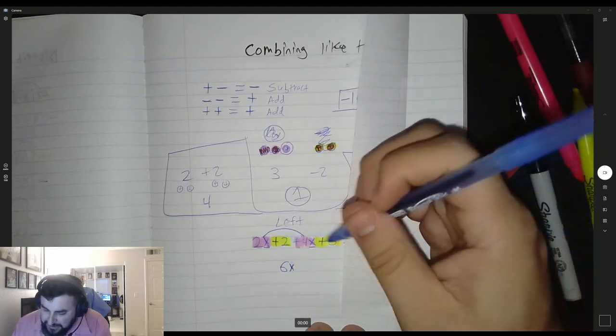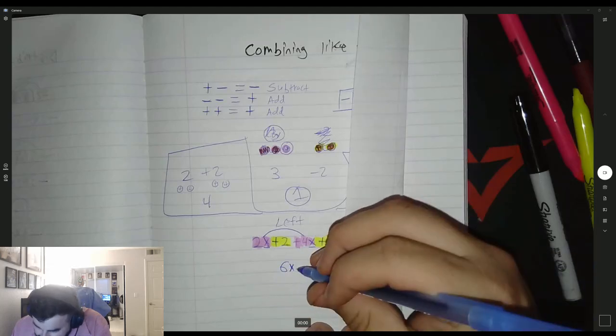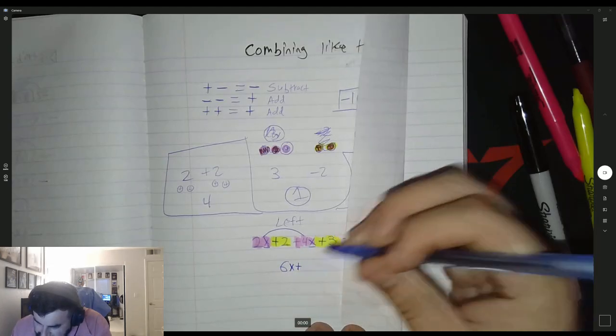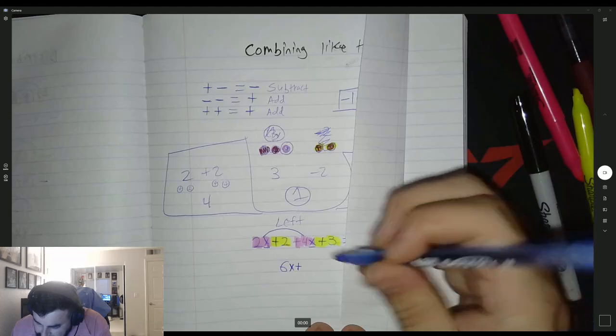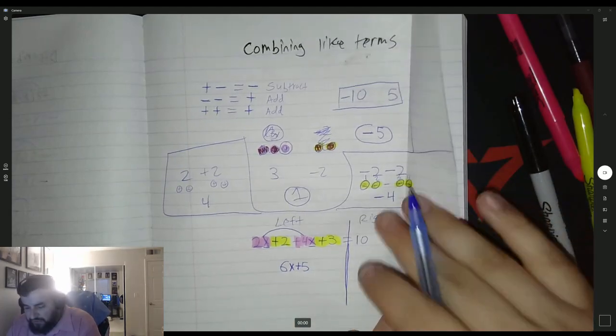So they're both positives, so I'm going to combine them. And since they're positives, I got to put the positive sign here, a plus, and add them. 2 plus 3 is 5. And now, look over here.